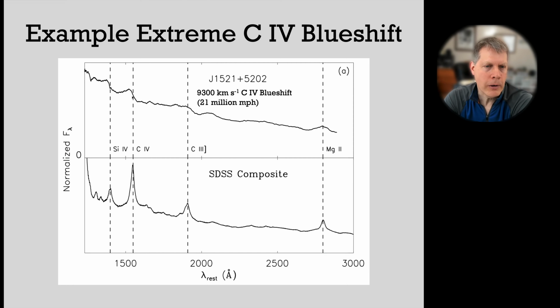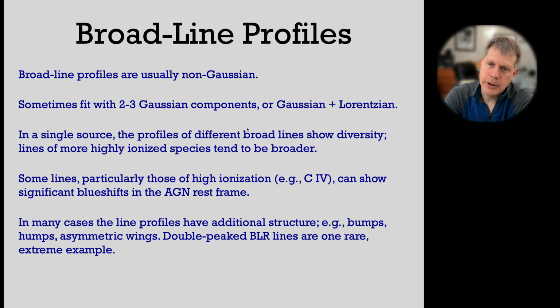And so something dramatic is going on in the carbon-4 producing region of this quasar to cause it to be highly blue shifted compared to other emission lines in the same source and compared to what you would expect from composite quasar spectra. So these blue shifts can sometimes be quite remarkable and stand out very obviously.